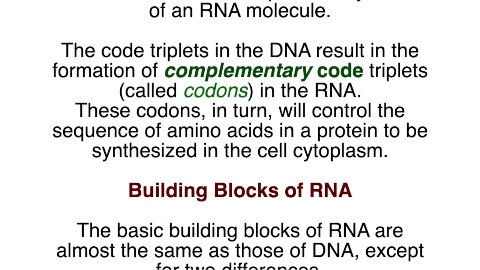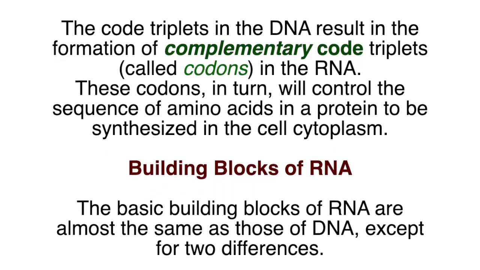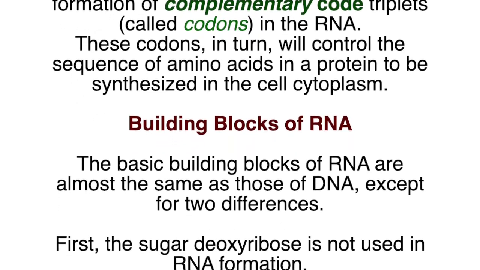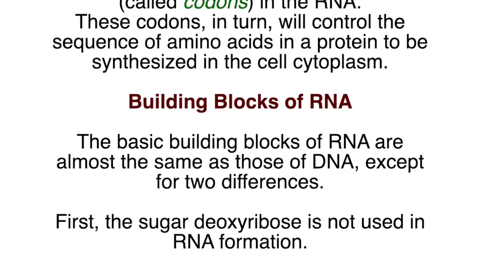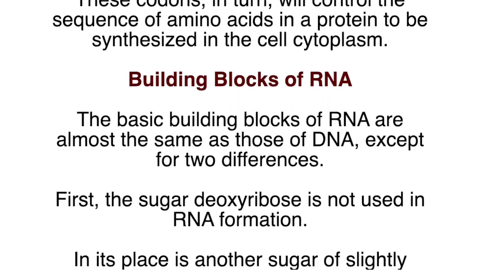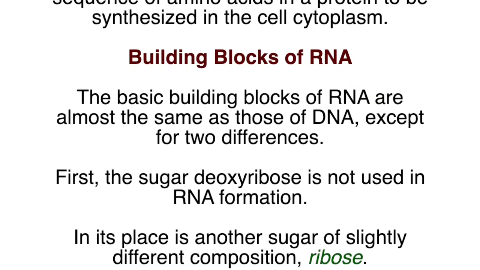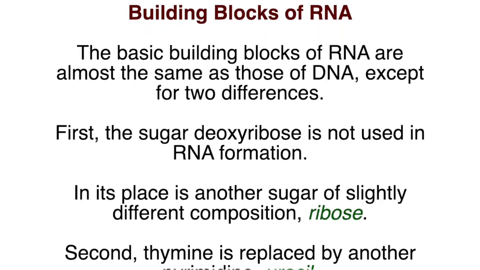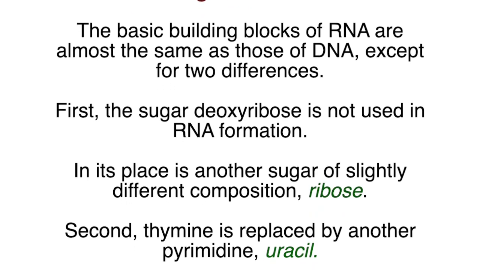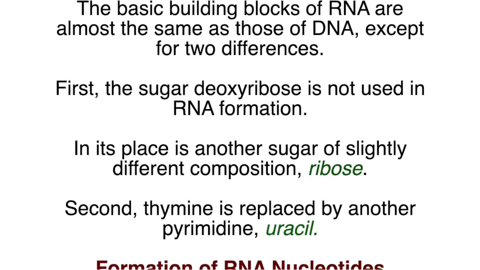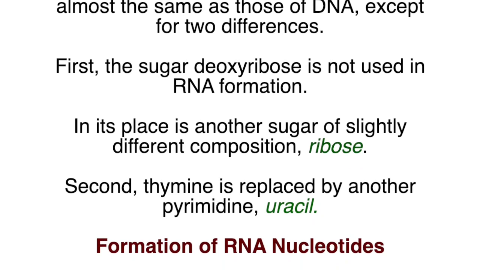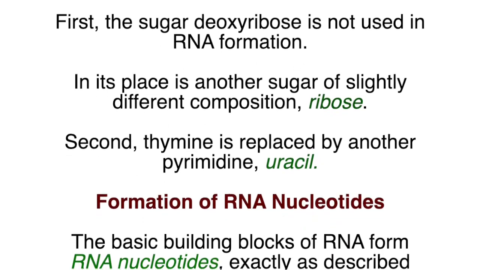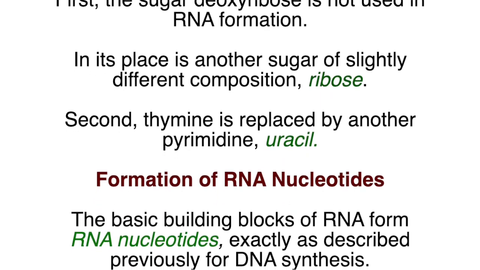Building blocks of RNA. The basic building blocks of RNA are almost the same as those of DNA except for two differences. First, the sugar deoxyribose is not used in RNA formation. In its place is another sugar of slightly different composition, ribose. Second, thymine is replaced by another pyrimidine, uracil.